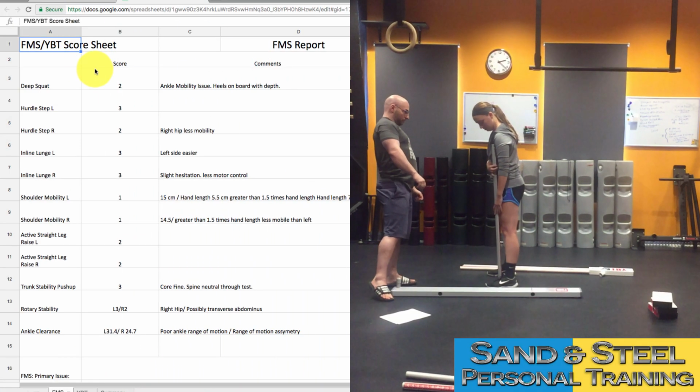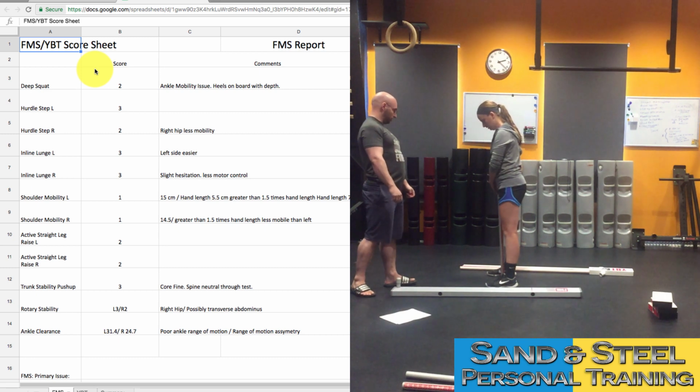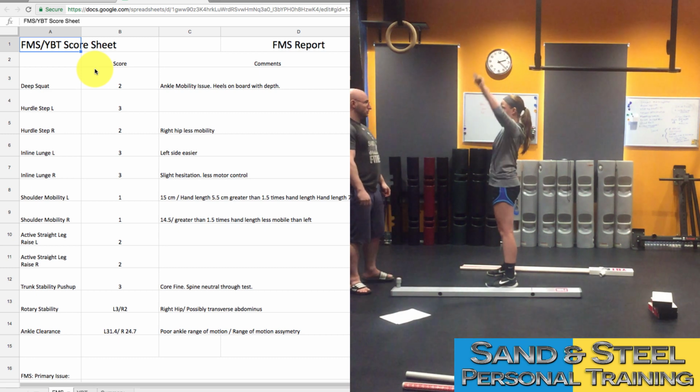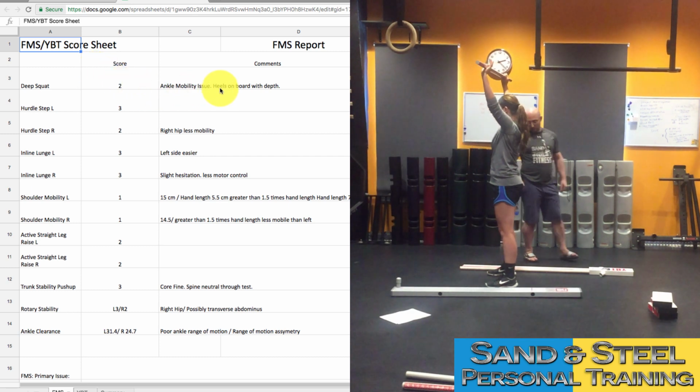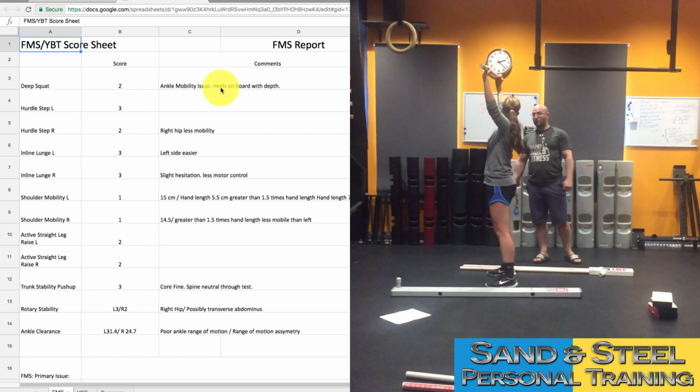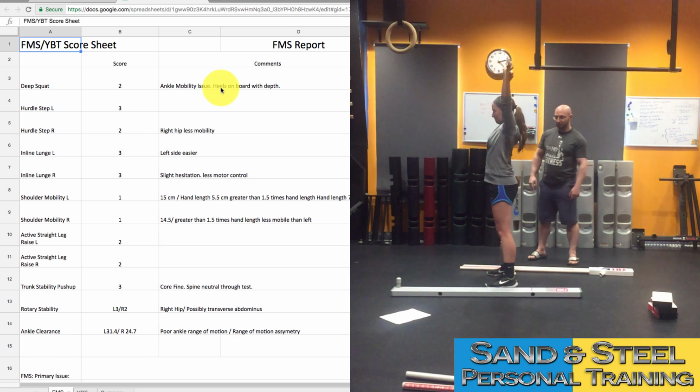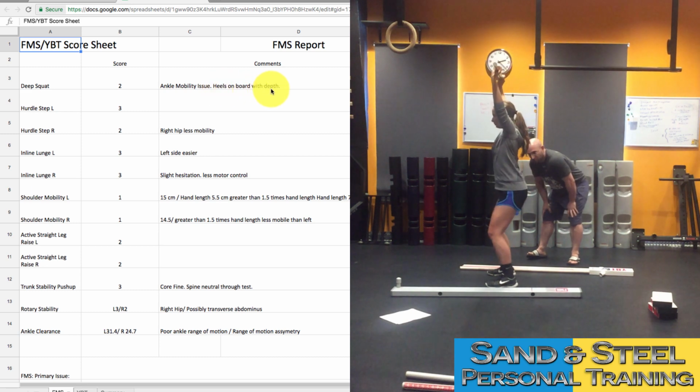Today we're going to look at a video demonstrating how we interpret the results of the functional movement screen and Y balance test and how we determine the appropriate course of action with corrective exercise. First, let's look at the first assessment with ankle mobility.